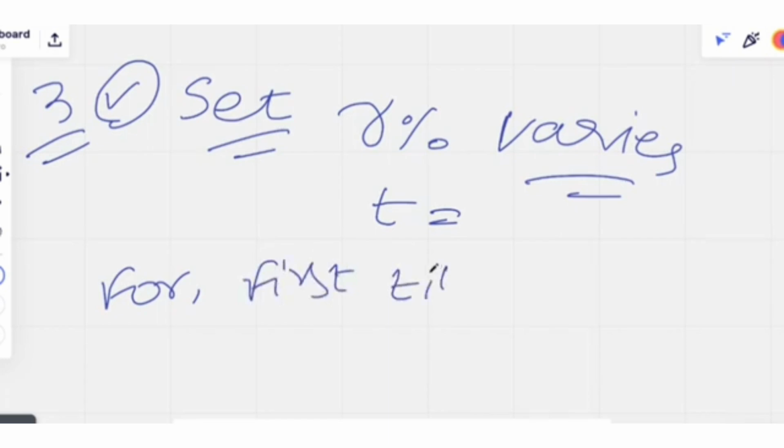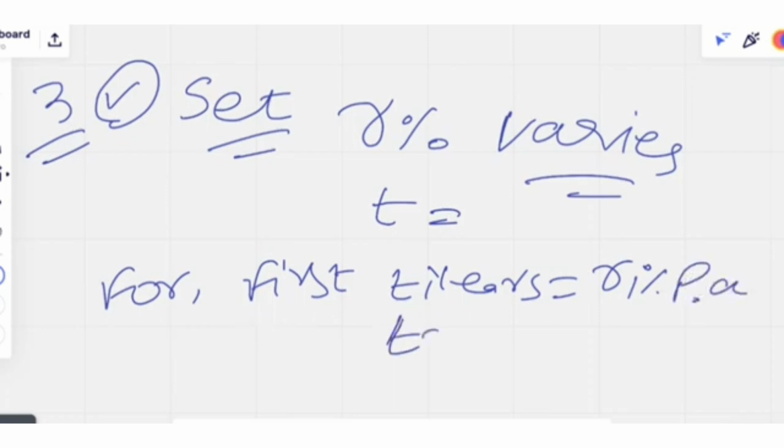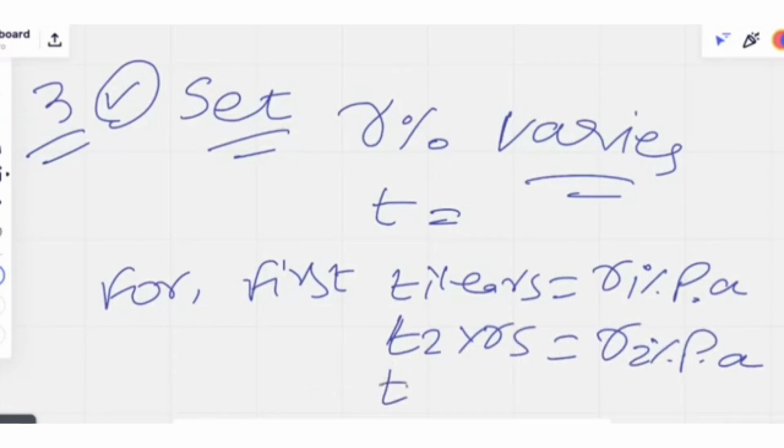For first T1 years, the rate of interest would be like R1% per annum. For next T2 years, R2% per annum. For next T3 years, R3% per annum. So if you have this kind of scenario, you have a certain kind of formula.